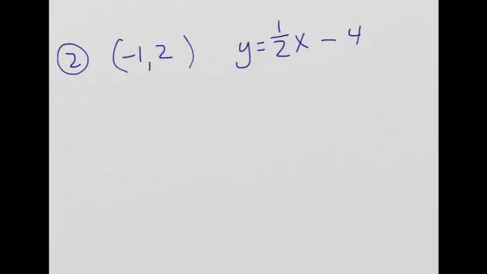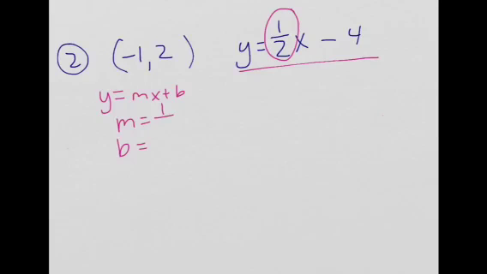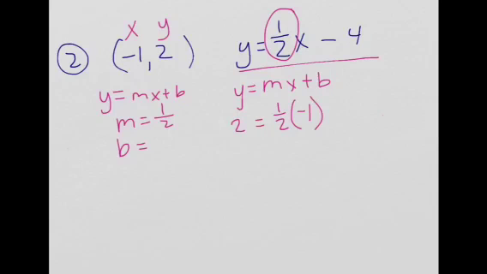So we're going to do y is equal to mx plus b. M equals, b equals. If my equation has to be parallel to this equation, then my slope has to match this slope. So I just found my slope. Pretty easy. Now I'm going to find my b. So y is equal to mx plus b. My y is 2, my x is negative 1. So 2 is equal to 1/2 times negative 1 plus b. 2 is equal to negative 1/2 plus b.